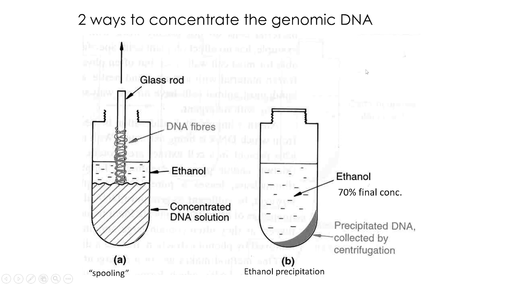The other form is that the DNA which is precipitated is collected by centrifugation. This is known as the ethanol precipitation technique. By using ethanol, you precipitate down your DNA, and then you collect it by centrifugation. The concentration of ethanol used here is 70%. So ethanol plays a very important role in precipitating your DNA.